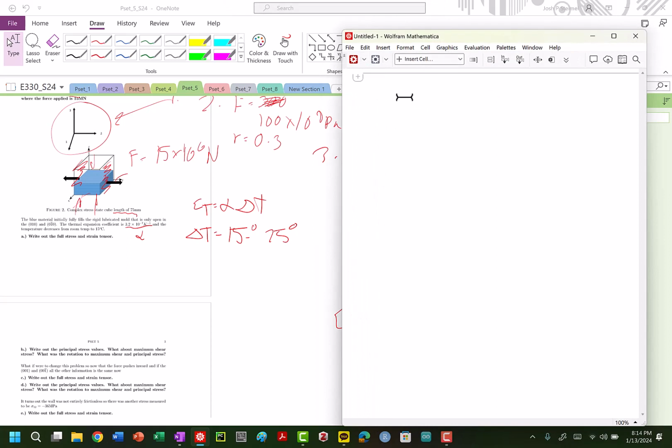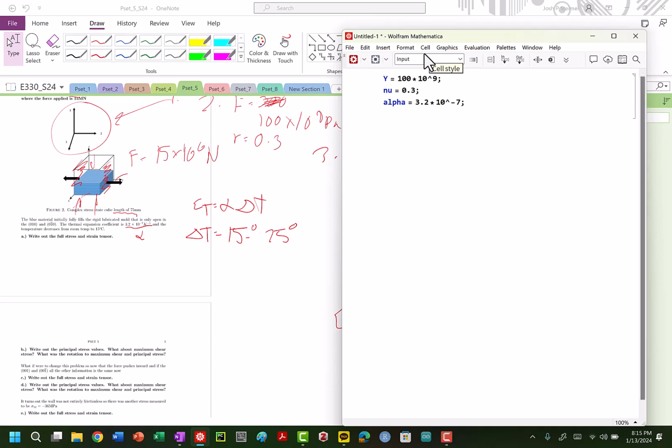We know we're working with a metallic system, so we can say that Y is equal to 100 times 10 to the 9. We know our Poisson's ratio is 0.3 for metal, approximately. We also know in this problem that our alpha is equal to 3.2 times 10 to the minus 7 per Kelvin. If it's Celsius, it doesn't matter anyways because it's an increment of change. So as long as you're not working in Fahrenheit, you don't have to worry about that too much. Our delta T is equal to 15 minus 25.